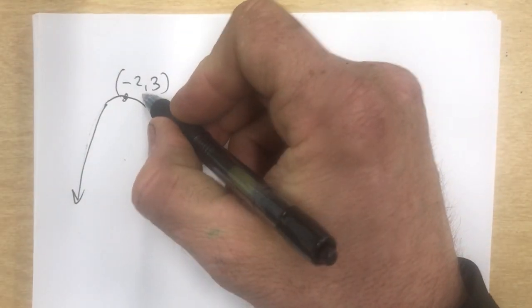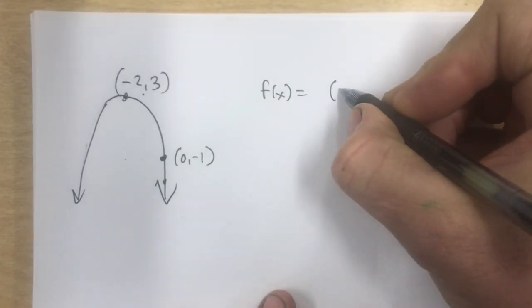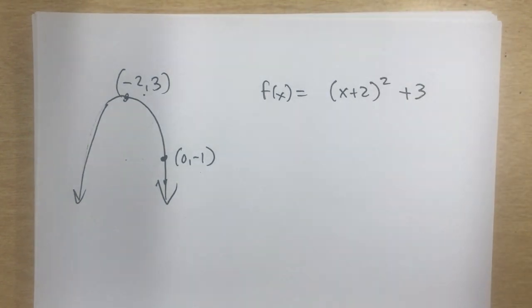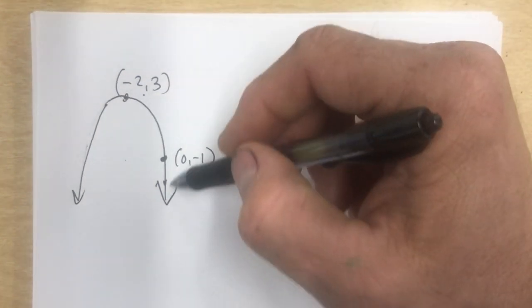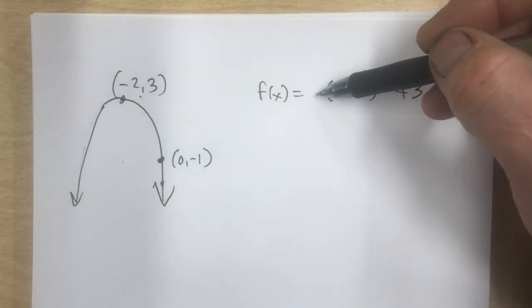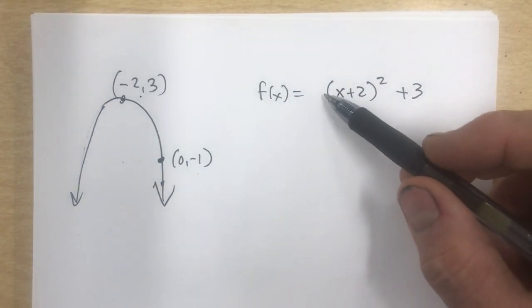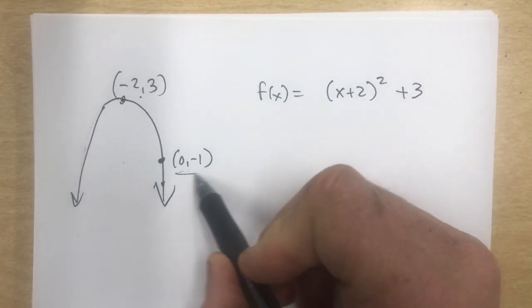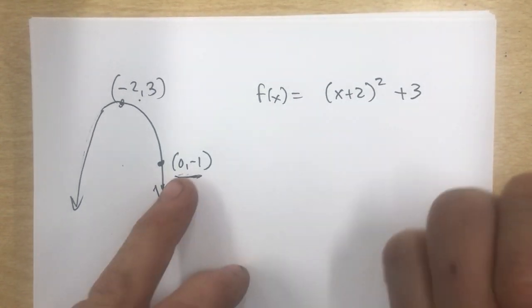All right, so we know this is the vertex right here. So we know right off that this function of x is going to be x plus 2 squared plus 3. Okay. Now, we know there's got to be some kind of multiplier because this is going down, which means it's going to have to be a negative because it's going down. But it could be a multiplier like 1/4, like the one we just did. So what we're going to have to do is take this point here and put these values in for x and y.